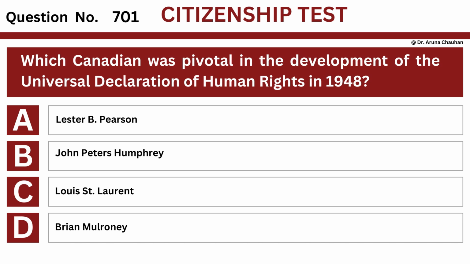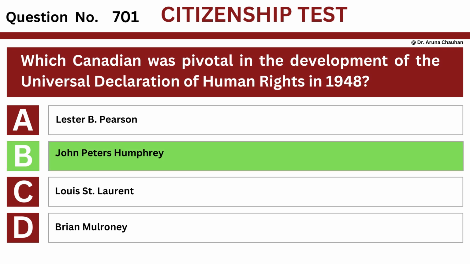Question number 701. Which Canadian was pivotal in the development of the Universal Declaration of Human Rights in 1948? Option A, Lester B. Pearson. Option B, John Peters Humphrey. Option C, Louis St. Laurent. Option D, Brian Mulroney. The answer is option B.